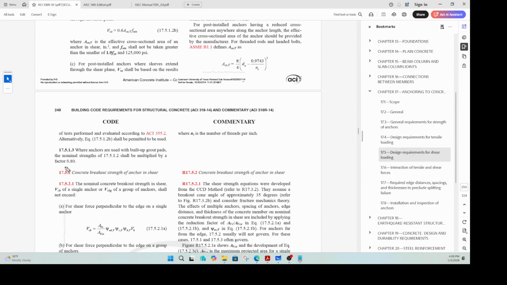Okay, let's see if there's anything else that needs to be considered. If you go here, you see this section which says where anchors are used with a built-up grout pad, which is what we have, the nominal strength shall be multiplied by a factor of 0.8. The nominal strength is the strength that you calculate from here. You multiply this strength by 0.8, right? The code doesn't explain that too well, but here is your grout, and then you have your base plate, then the column, and then the anchors.